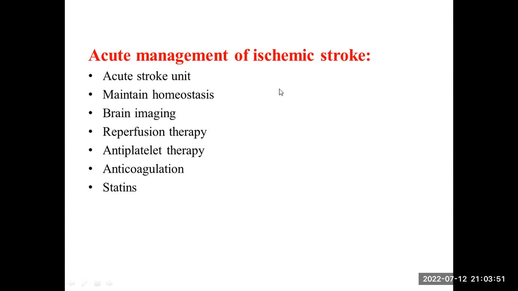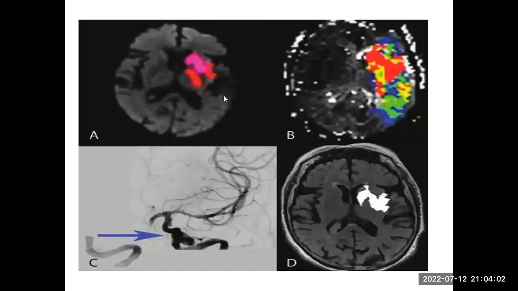Also, there is another technique of MRI which can be used, which is perfusion-weighted MRI. We can use this picture to differentiate between the diffusion-weighted MRI and perfusion-weighted MRI. Focus here on A and B.